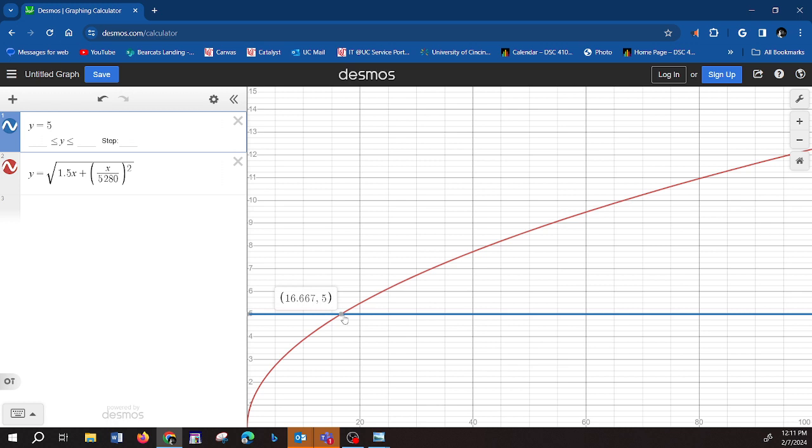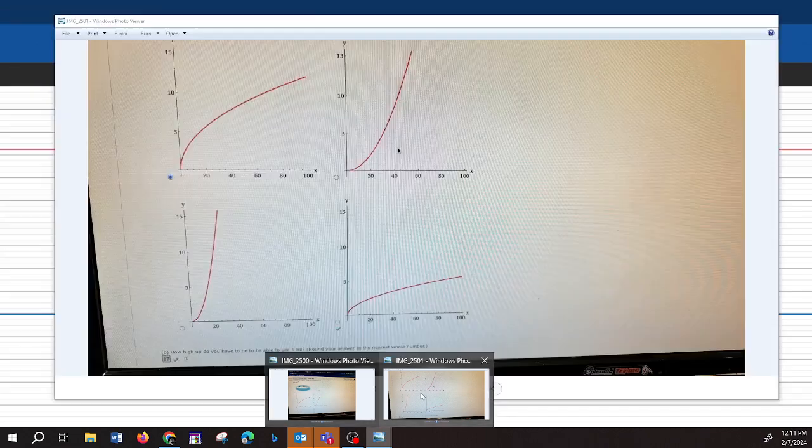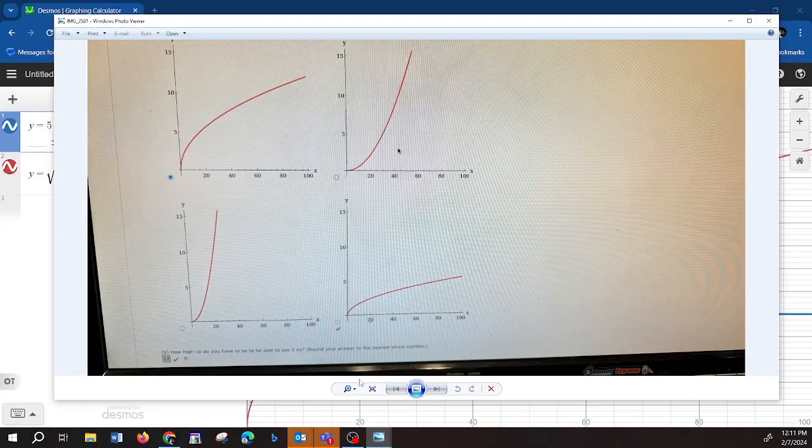So that should help, 16.667, or it's really 16.6 repeating. And here we can go back and take a look at that. They say, round your answer to the nearest whole number, and that really is 17 feet. So that's how they got the answers, and Desmos really was the key there. Hope that helped.